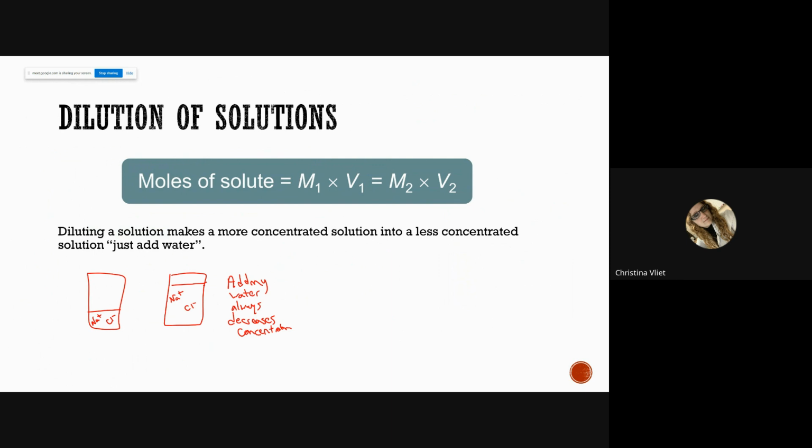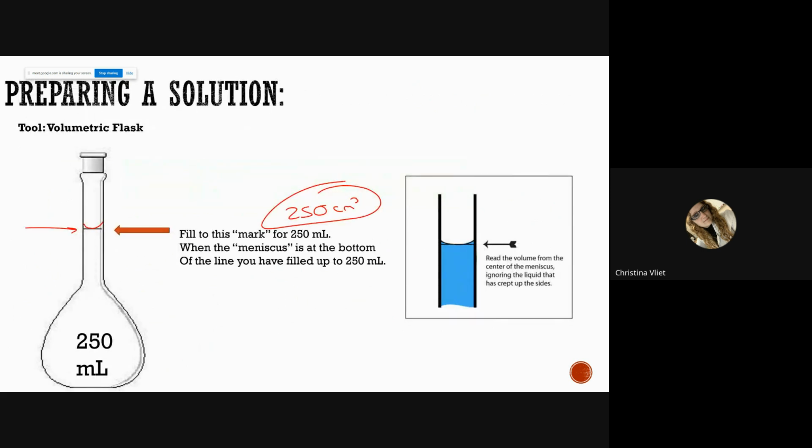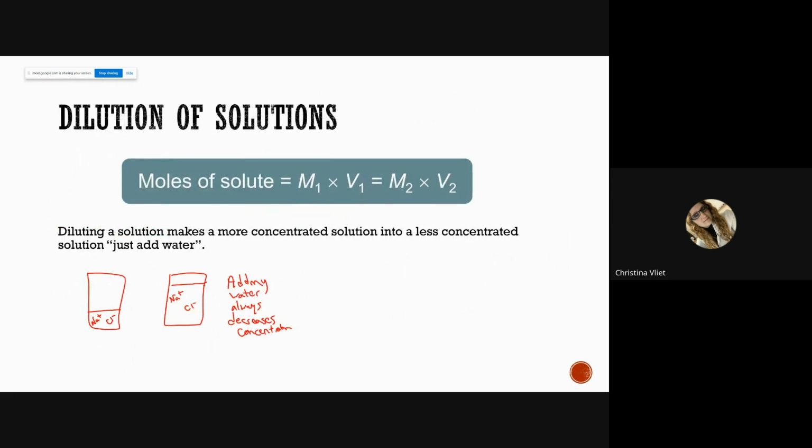And so this is the equation that describes that relationship. It's M1V1 equals M2V2. You're going to use this whenever you need to go from a more concentrated solution to a less concentrated solution. What you're actually going to be doing in next class's lab is that. You're going to start with a more concentrated solution, and then add water to get it up to this mark and dilute the solution. That's what we're going to do as the first step of our lab next class.